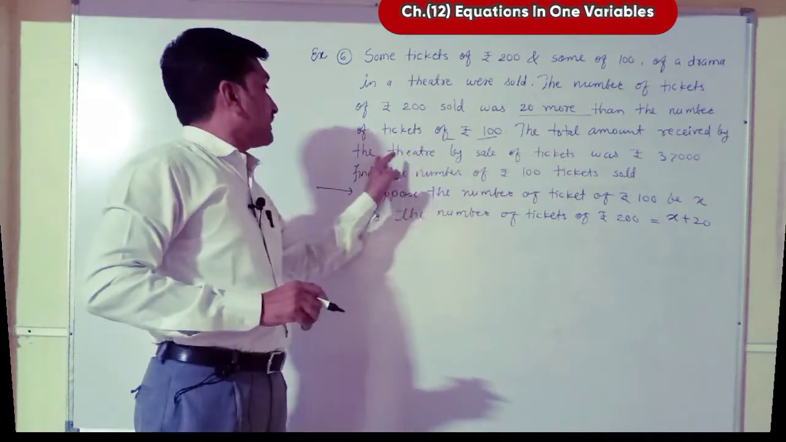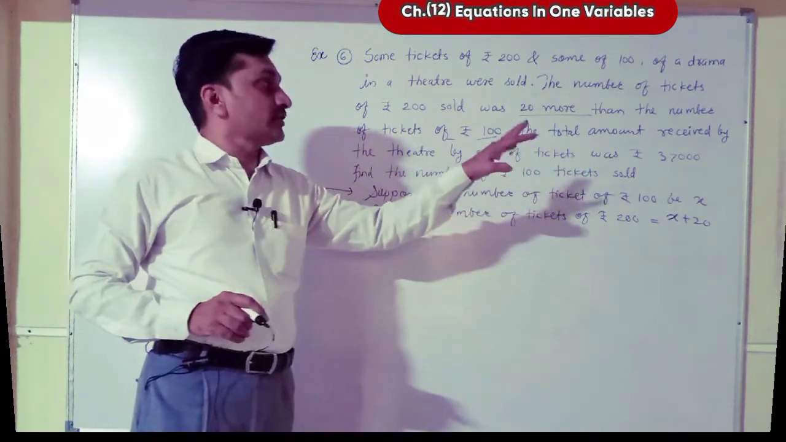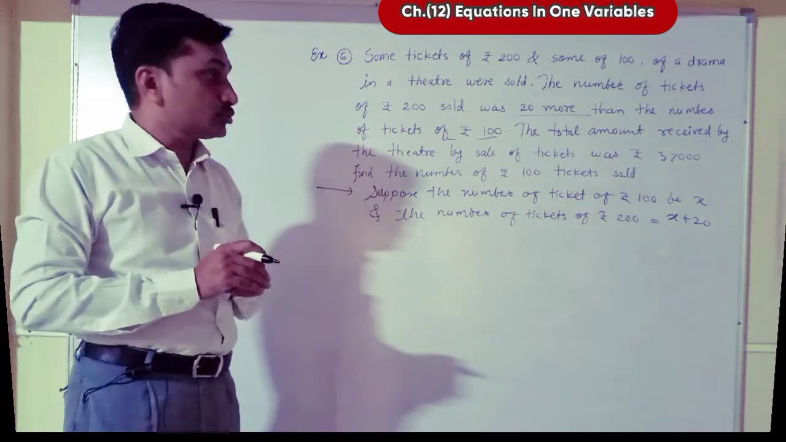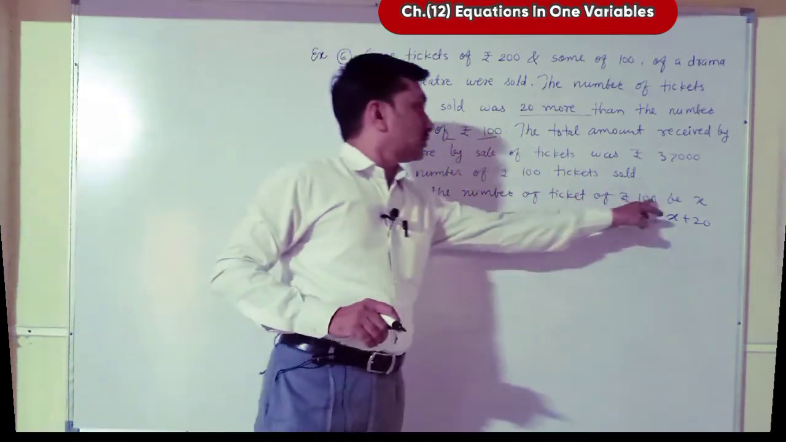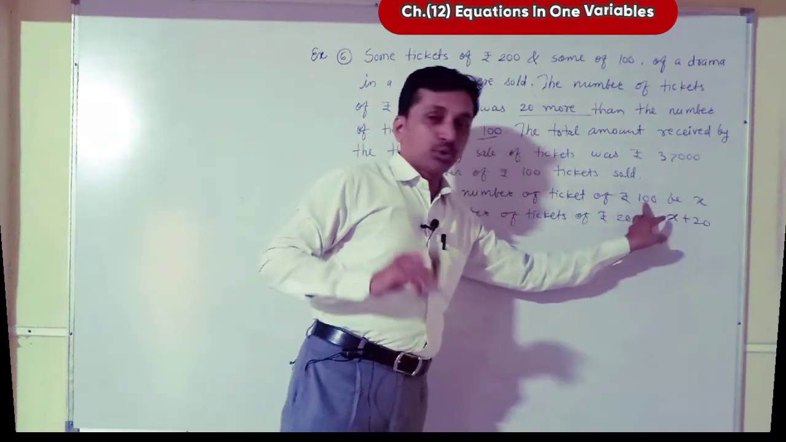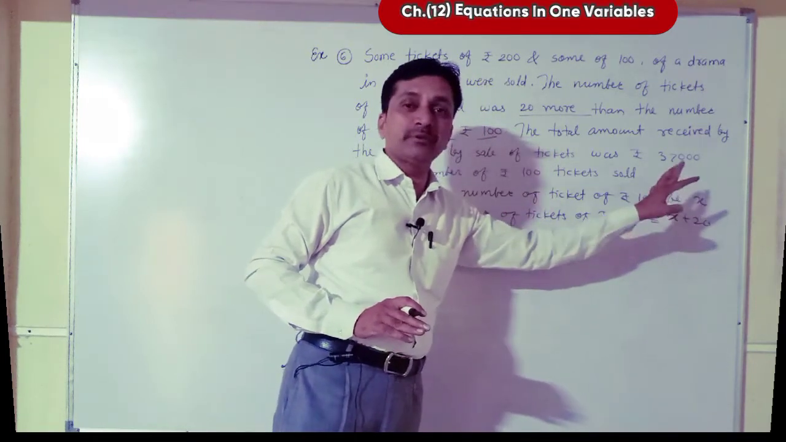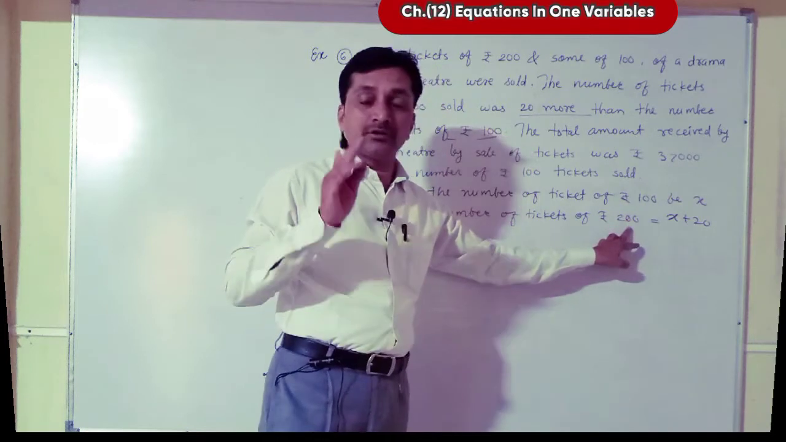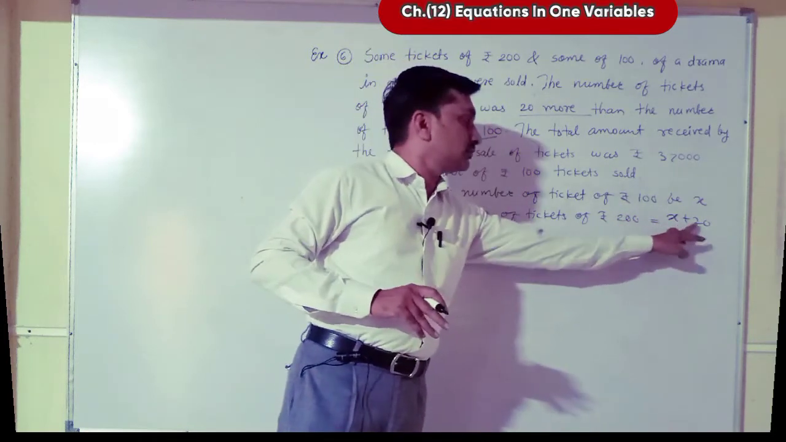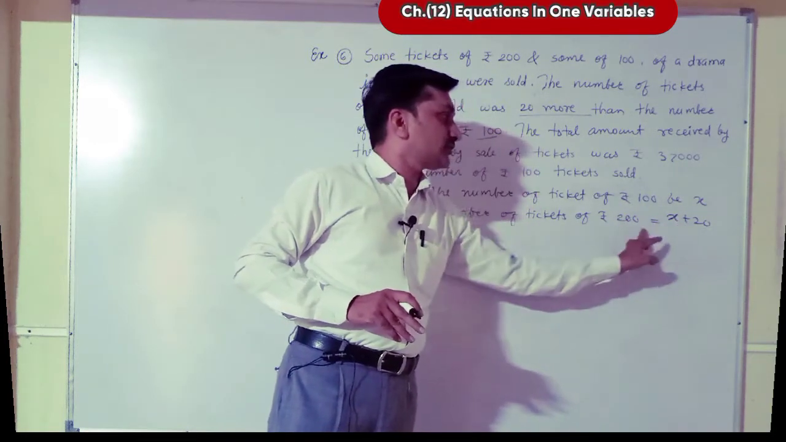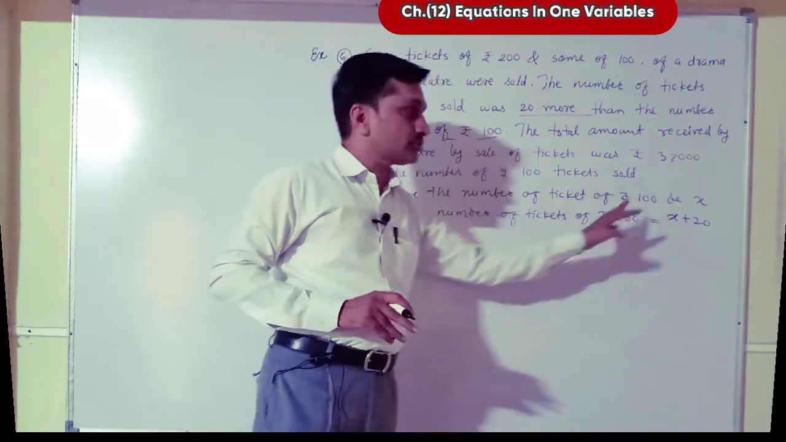Total amount received by the theatre by sale of tickets was rupees 37,000. That is the amount. Now how to get the amount? The ticket is of 100 rupees and quantity x, therefore 100x is the amount. Here for 200 rupees, the quantity is x plus 20. If you multiply, that is the amount.